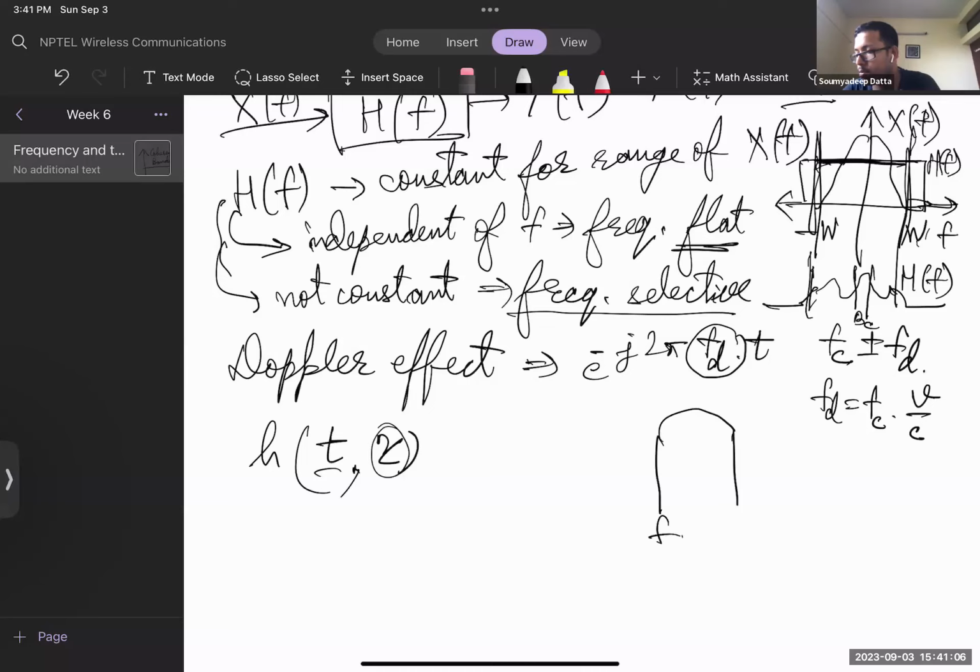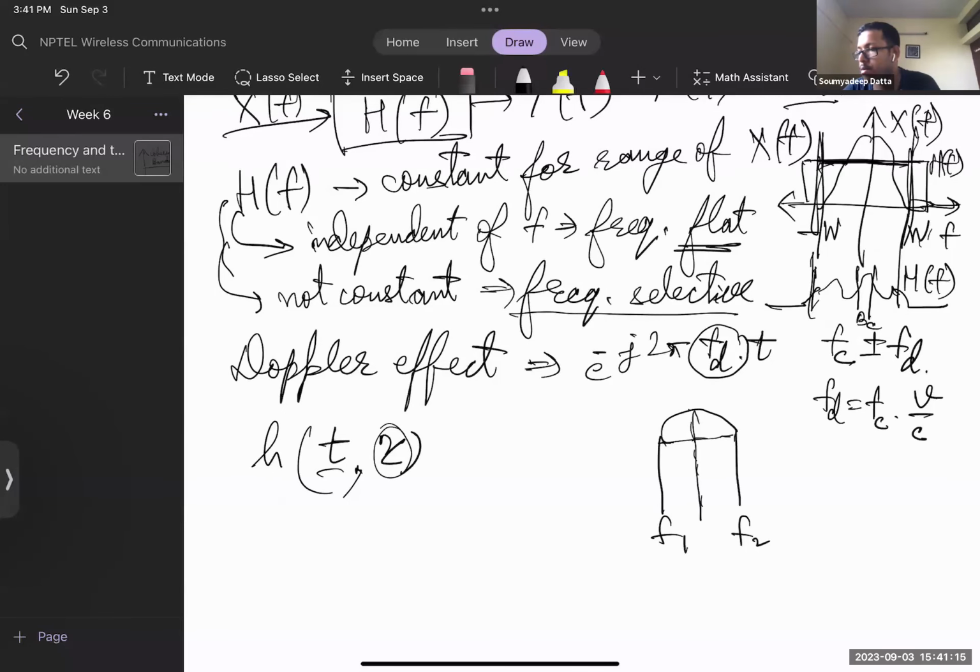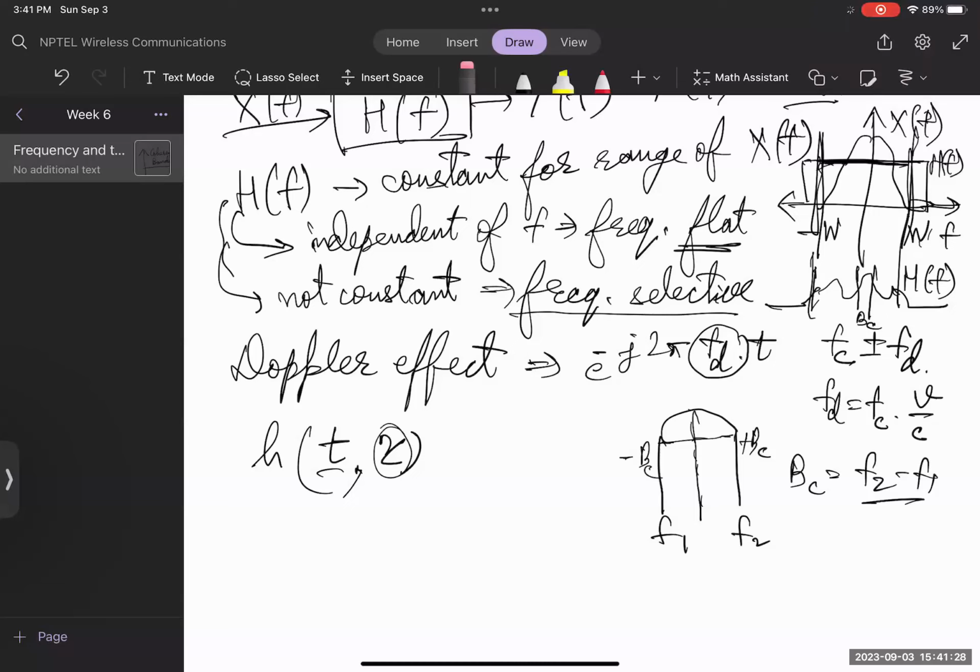Not exactly. So F1 to F2. Then coherence bandwidth will basically be half of this, so this is like minus bandwidth and plus bandwidth, right? So coherence bandwidth in this case will be F2 minus F1 by 2. Okay, F2 minus F1 by 2.